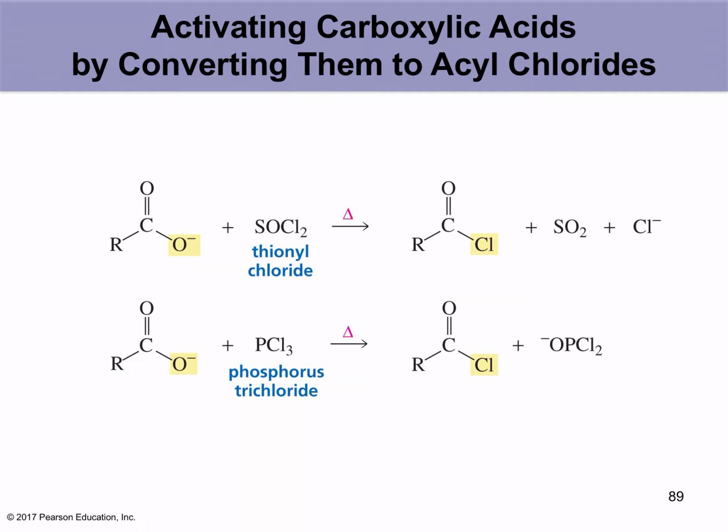Activating carboxylic acids by converting them to acyl chlorides. Normally we learn that acyl chlorides are more reactive than carboxylic acids. So if you want to do a reaction with a carboxylic acid, what we normally do is convert it to an acyl chloride first. Now this is a carboxylate anion. React with thionyl chloride, and that will give you acyl chloride. So these are going to be more reactive now. The reagents we use are thionyl chloride or phosphorus trichloride to convert to acyl chlorides.